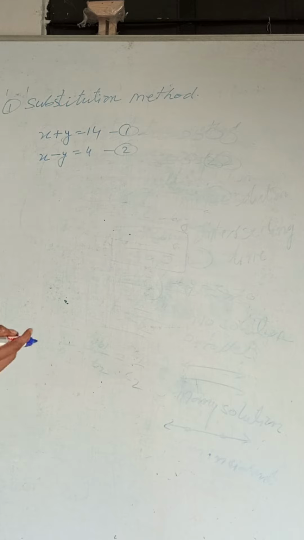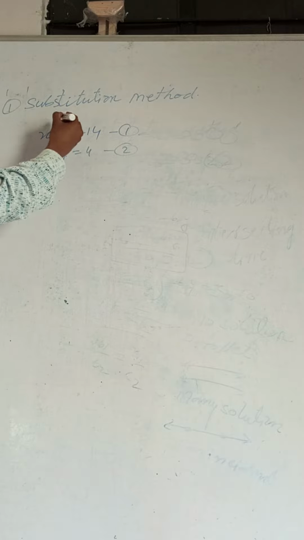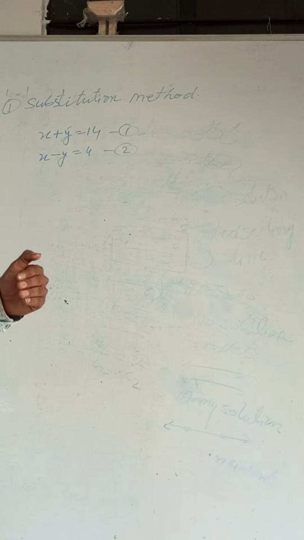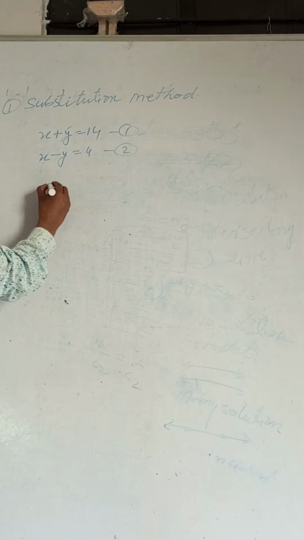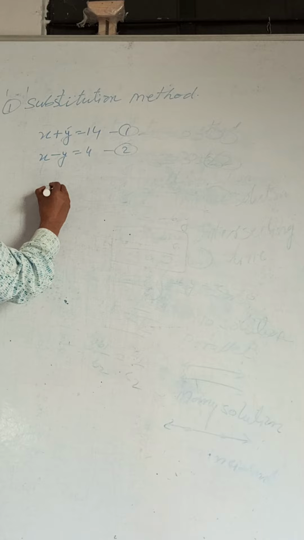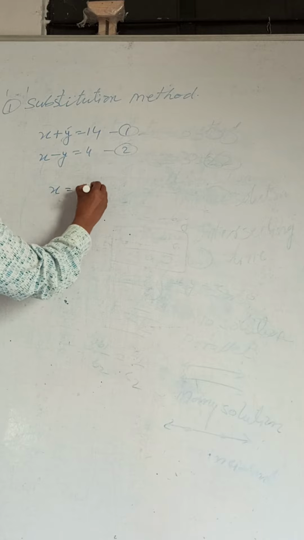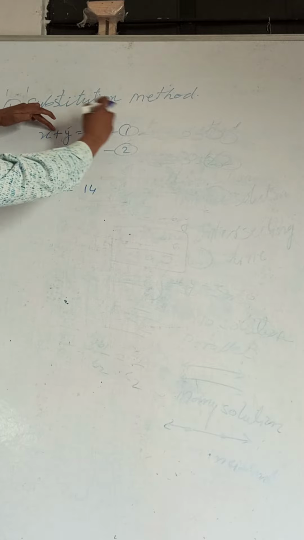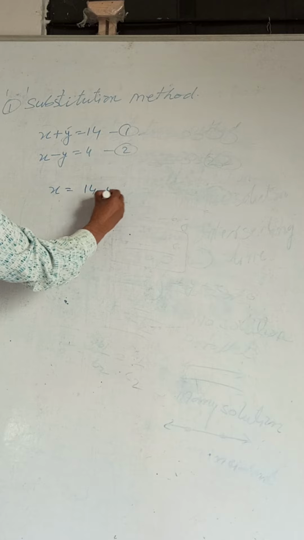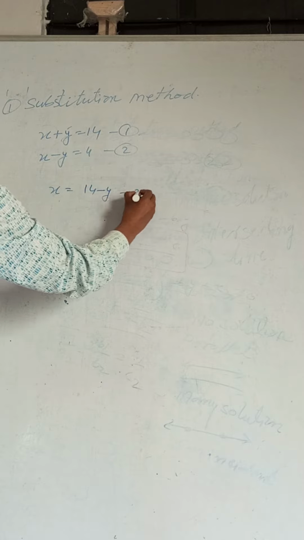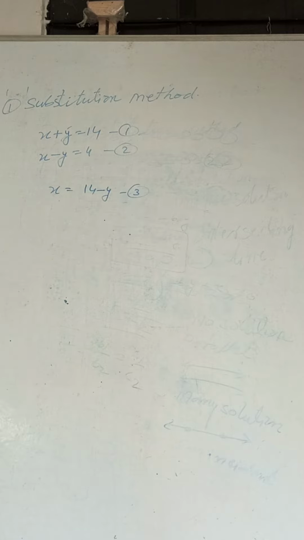After choosing one, we have to decide which variable we want to find the value of. If we want to find x, then y will come first. If we choose the variable y, then x will come first. Suppose I choose the variable y, because I want the x value to come first. Rewriting, x is equal to 14 minus y. The y goes to the other side and becomes minus y. You can call this equation number 3.